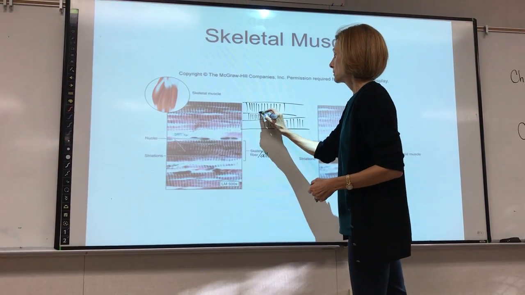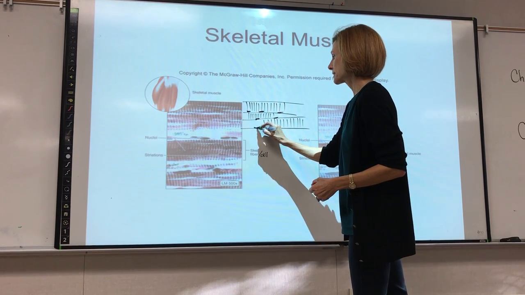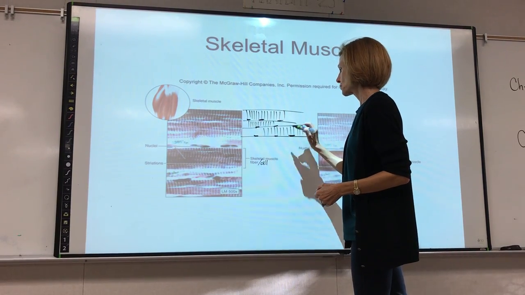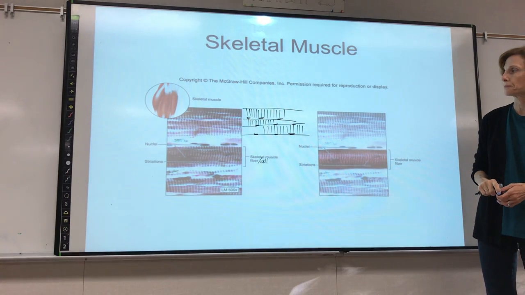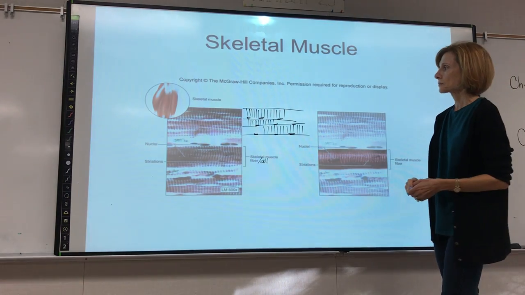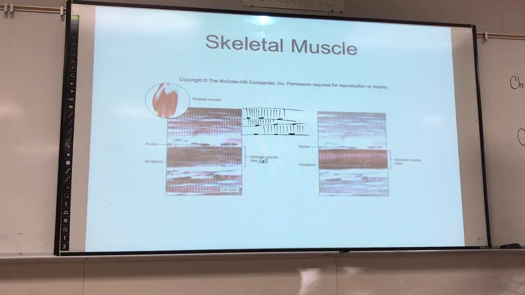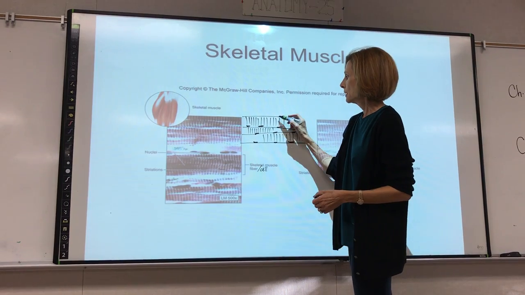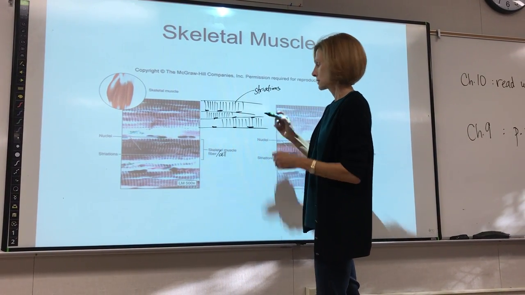Okay, and notice again, many nuclei per cell. The nuclei sometimes look like they're between cells, but actually they're just inside the cell membrane, like just under the cell membrane. And you will see these striations, you will have no problem seeing them, and they are just referred to as striations, okay?